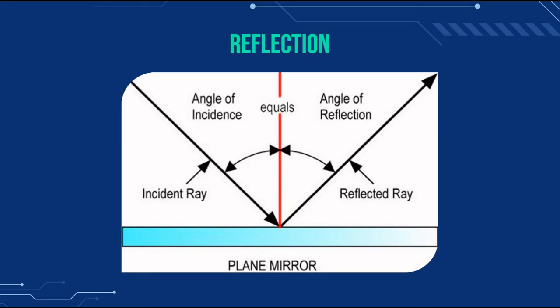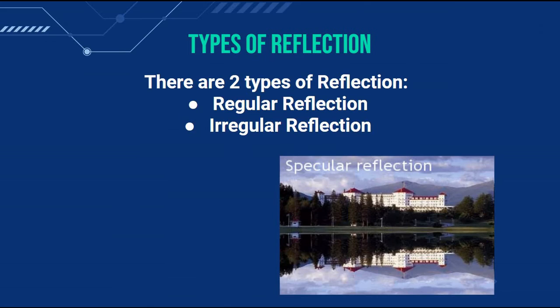So at the point where it touches the mirror, we draw a perpendicular that goes up. The angle formed between the incident ray and that perpendicular, which is known as the normal, is known as the angle of incidence. And the other angle that you see there is the angle of reflection, which is the angle formed between the normal and the reflected ray. Cool. That is all about plane mirrors and reflection.